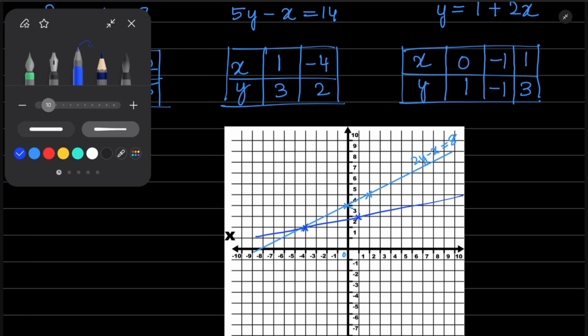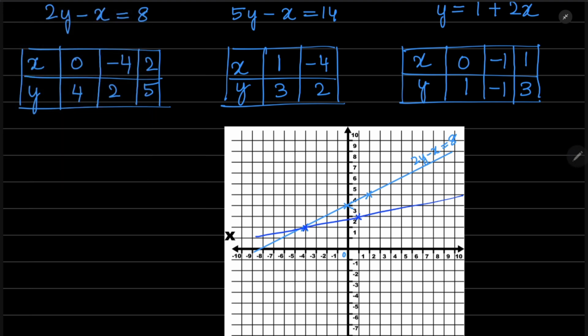And then the last one, for the third one. (0, 1). So (0, 1) is here. (-1, -1) is going to be here. And then (1, 3). This is also here. So let me draw a straight line.